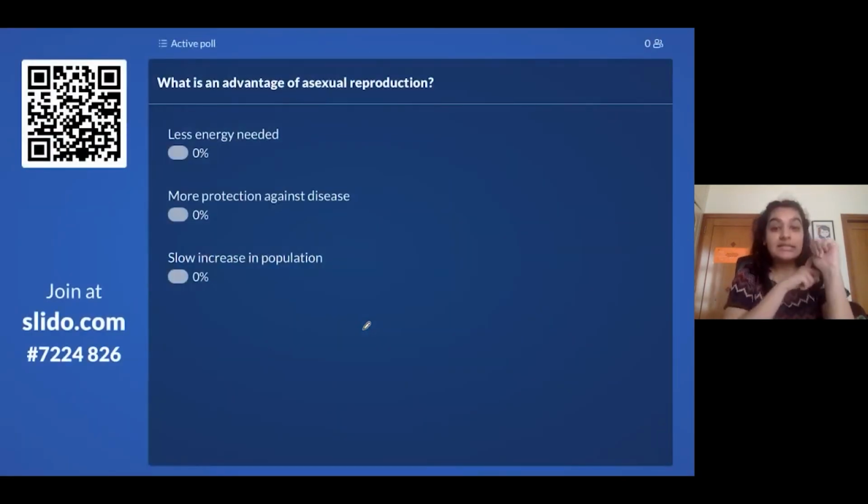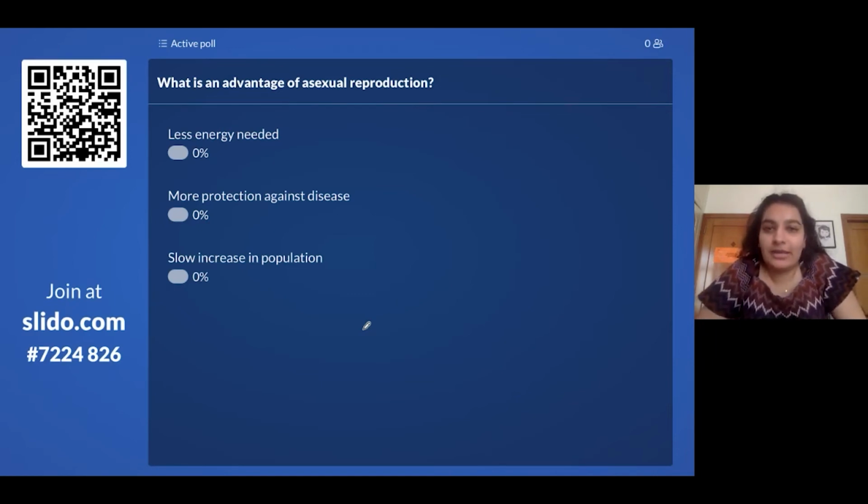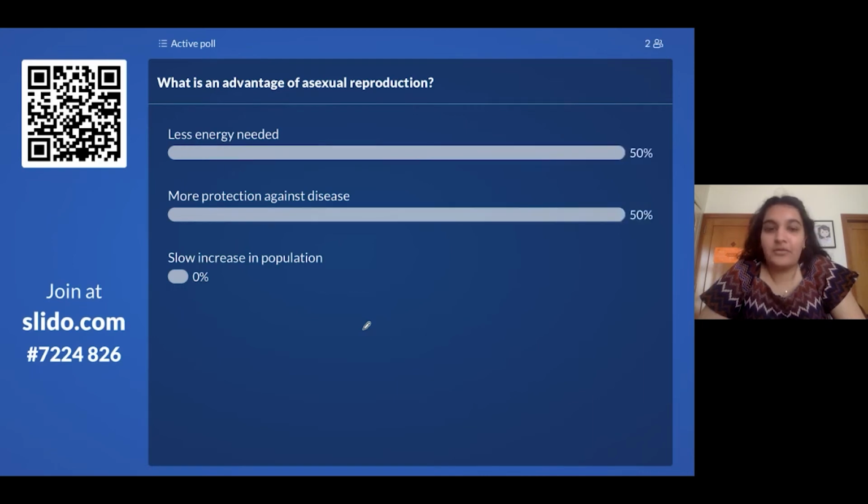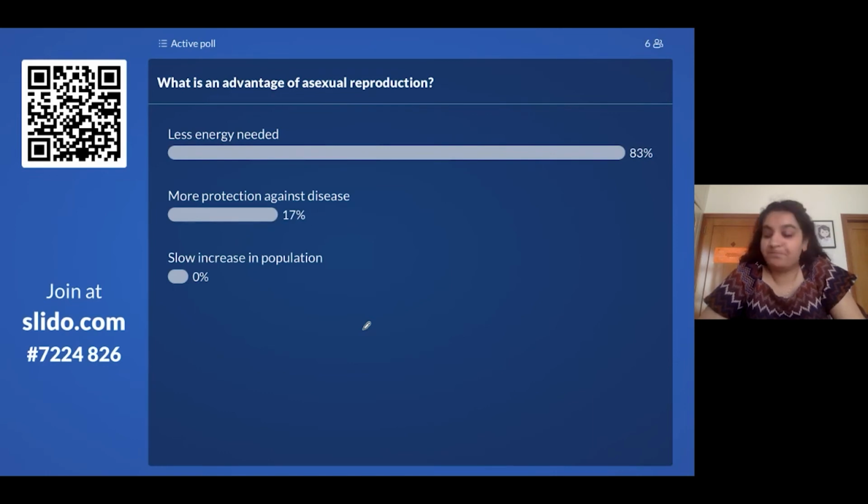Is it that less energy is needed, there's more protection against disease, or that there's a slow increase in population? Which one is an advantage of asexual reproduction? So remember, scan that code, join there. No one's replied yet, so I'm really hoping that this is working fine. There we go, good. So which one is an advantage?